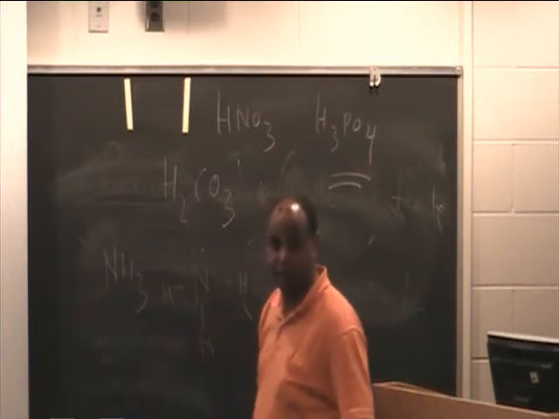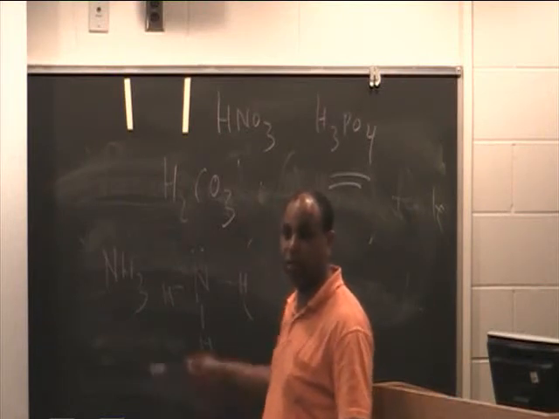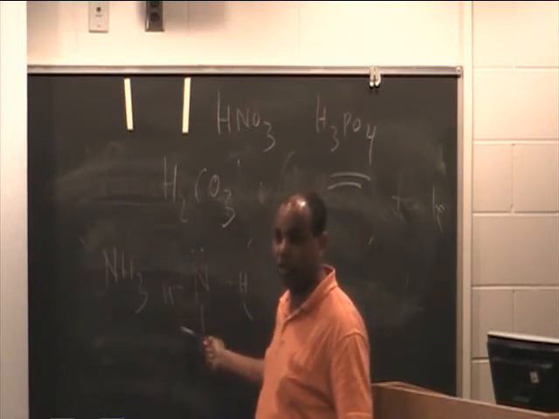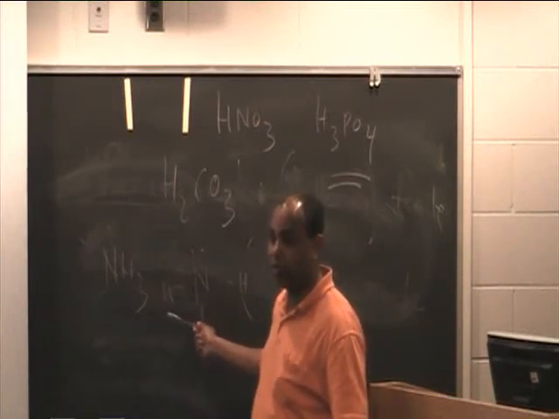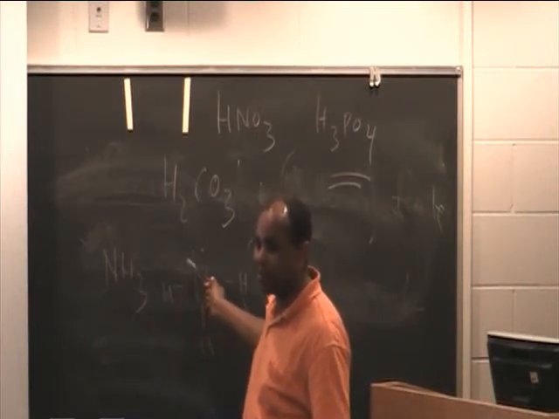And two lone pairs are here. This is what we call a Lewis structure. Okay? How do we draw a Lewis structure? How do we draw them? I will take this as a review class, maybe.